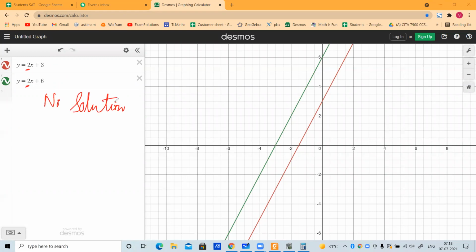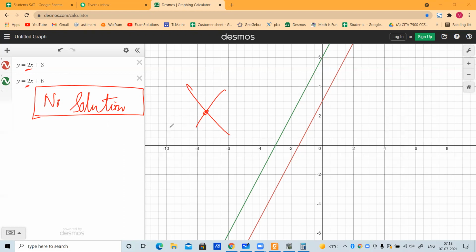If they have the same slope, it's no solution always? Correct. They'll be having no solution because they're having the same slope. They will not cut each other, so they will not be having any solution. They will not be intersecting at some point. They are just strangers. They have not met anywhere.